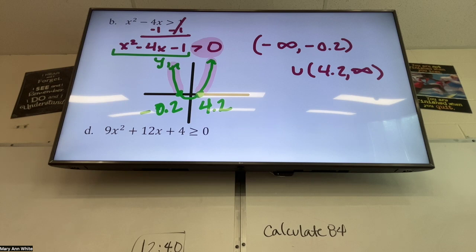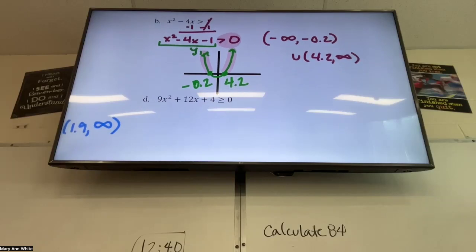Good job. When I'm going all the way to the left-hand side, it's keeping it up above the x-axis. It's negative infinity. Anything from negative infinity to negative 0.2, I can plug in for my x and get a positive number. Also, anything between 4.2 and positive infinity, I can plug in and get a positive number. When you're done with that one, do that last one for me.